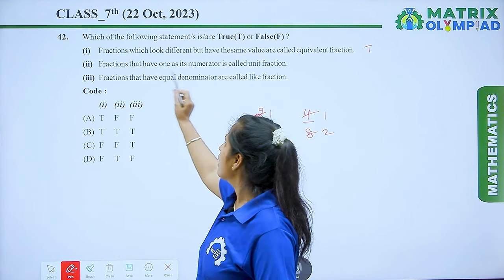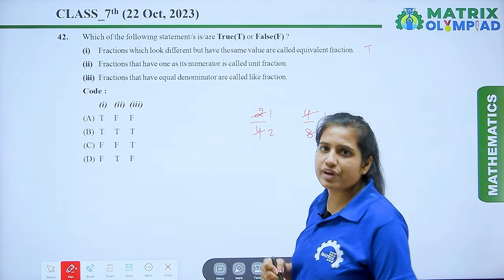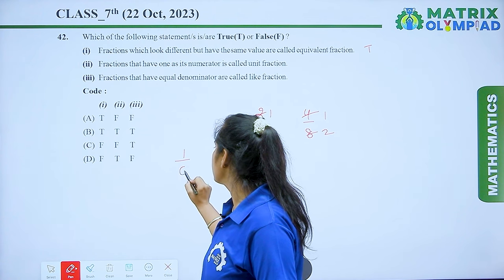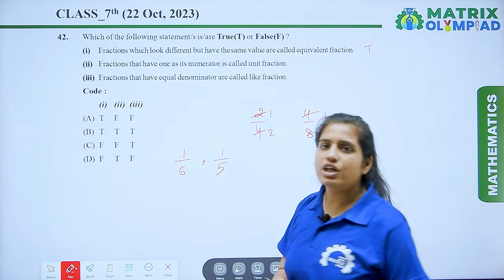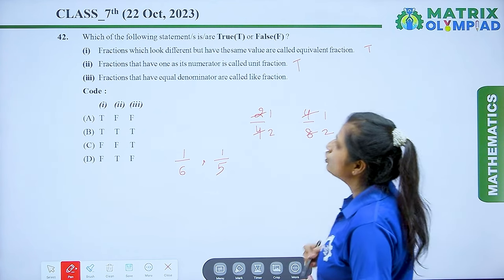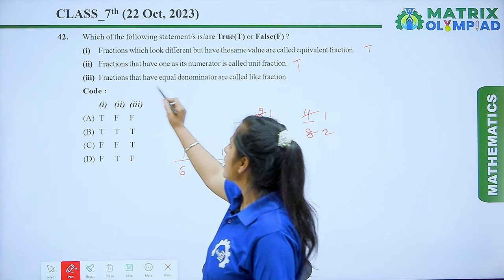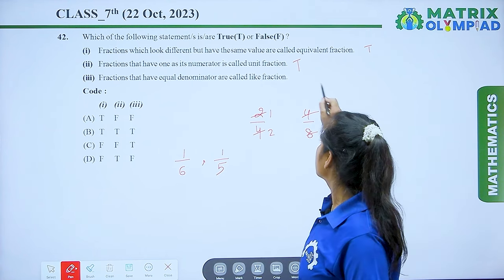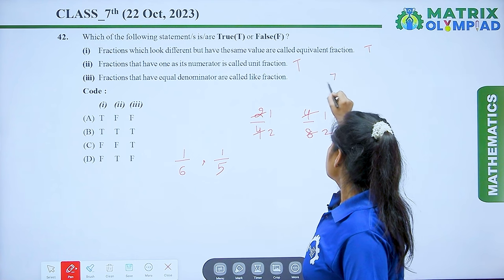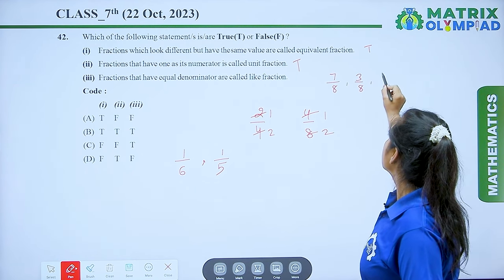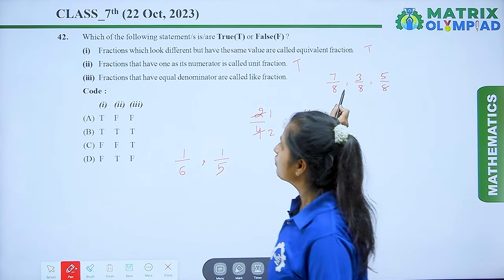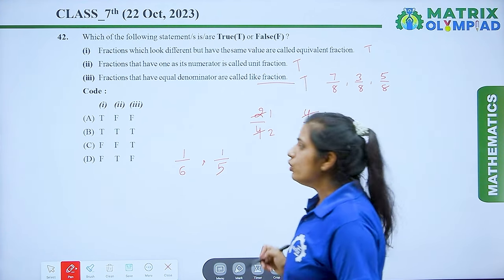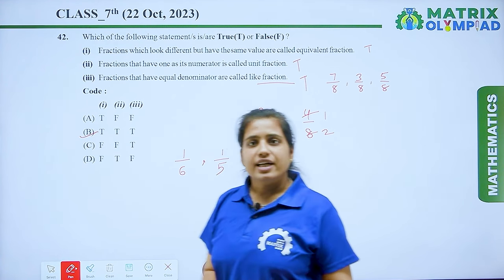Second is, fractions that have 1 as its numerator are called unit fractions. Yes, all the fractions which have 1 as a numerator, meaning 1 upon 6, 1 upon 5, are known as unit fractions. So, this statement is also true. The next one is, fractions that have equal denominators are called like fractions. For example, 7 upon 8, 3 upon 8, 5 upon 8. So, these fractions with the same denominator are known as like fractions. So, this statement is also true. So, option B is the correct answer.